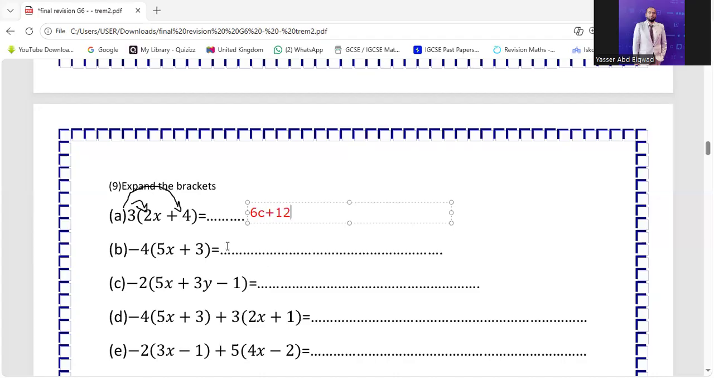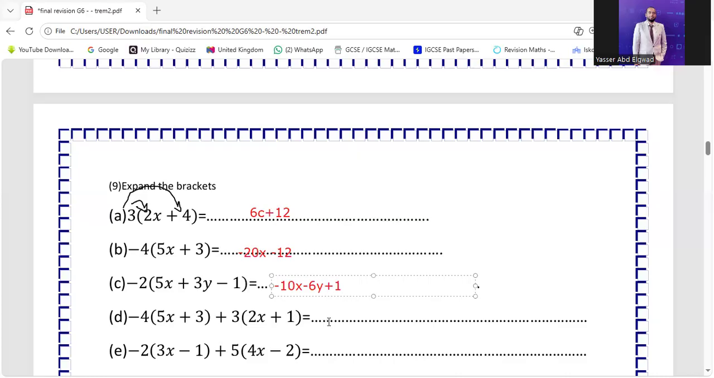The next one, just multiply negative 4 multiplied by 5, negative 20x. And negative 4 times 3, negative multiplied by positive is negative 12. Here is the next one. As we did the first, negative 2 multiplied by 5, negative 10x, negative 2 multiplied by 3, negative 6y, and negative 2 multiplied by negative 1, positive 1.